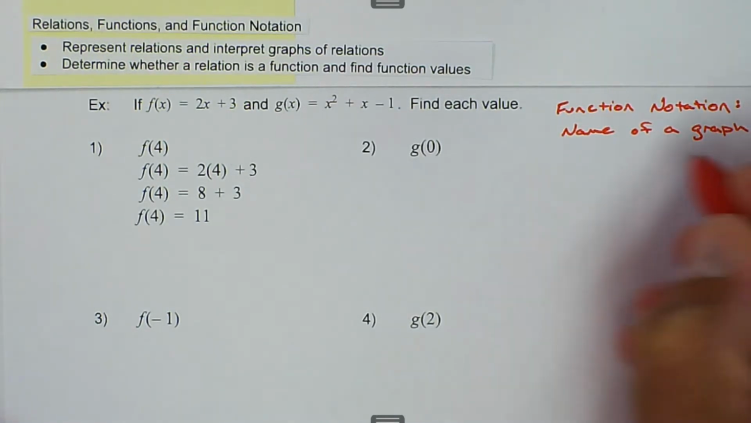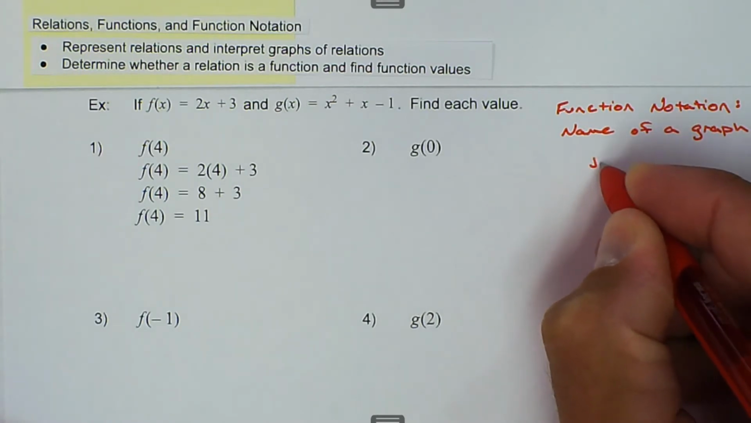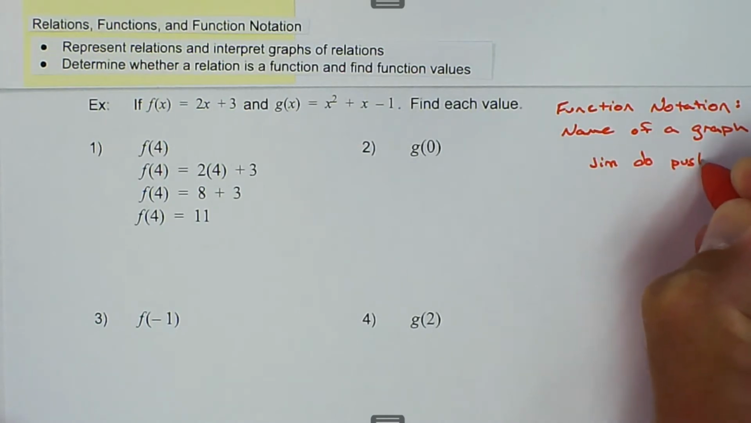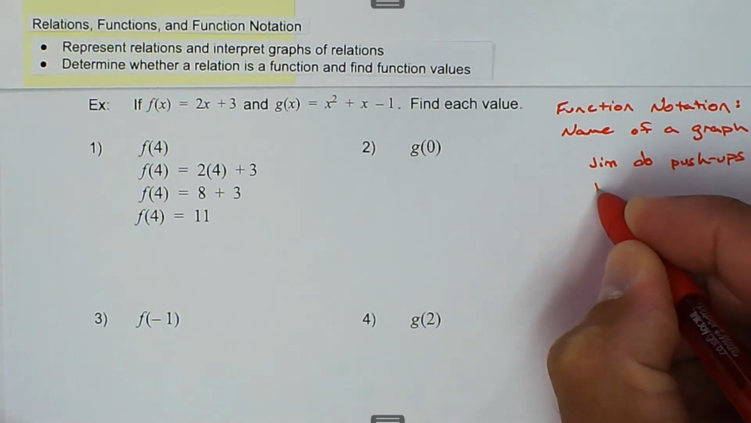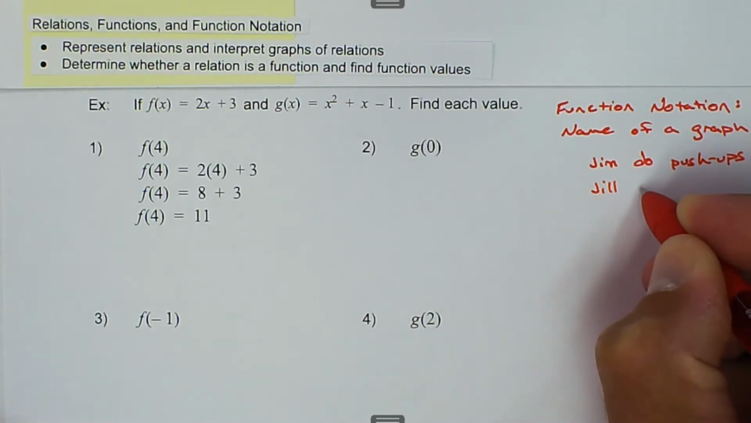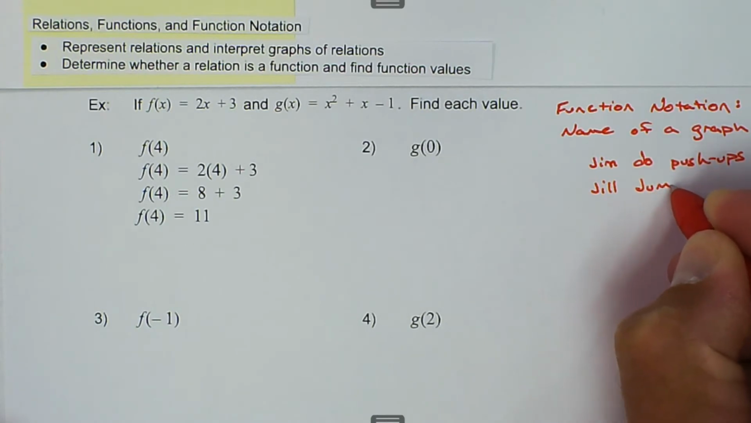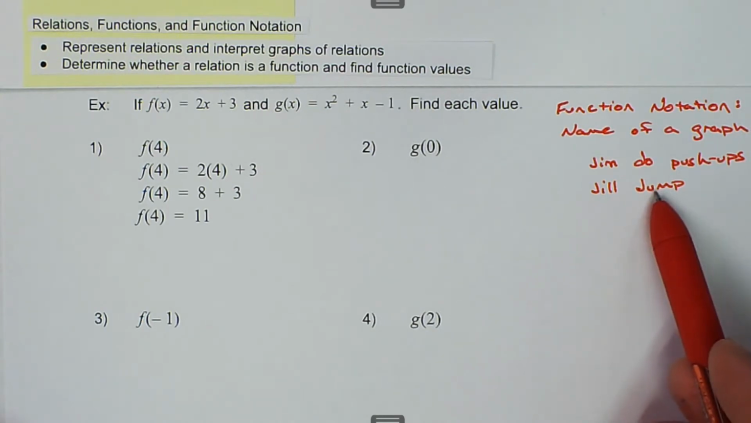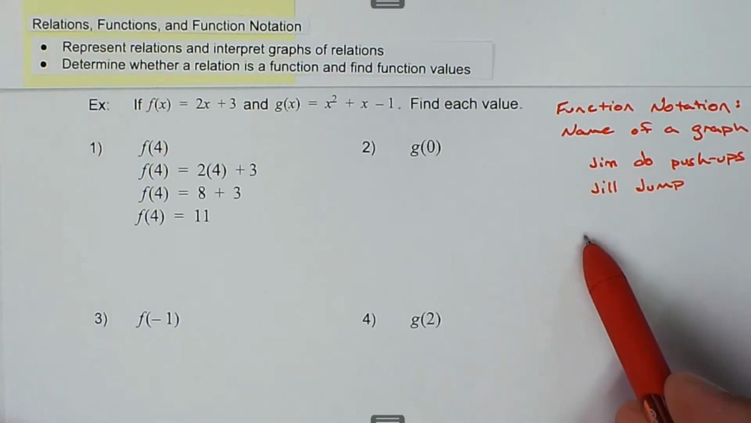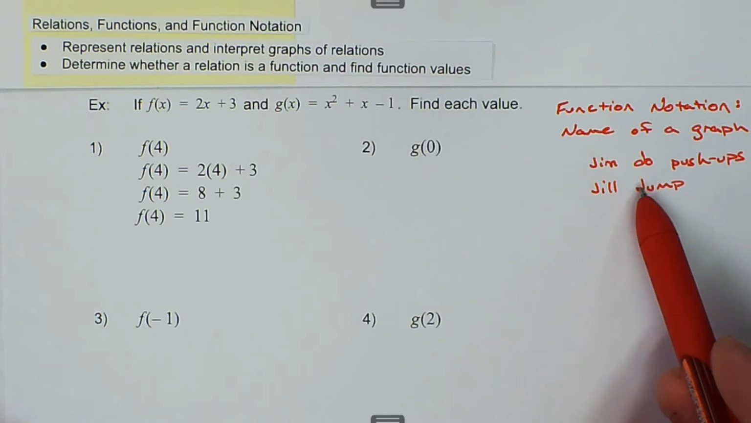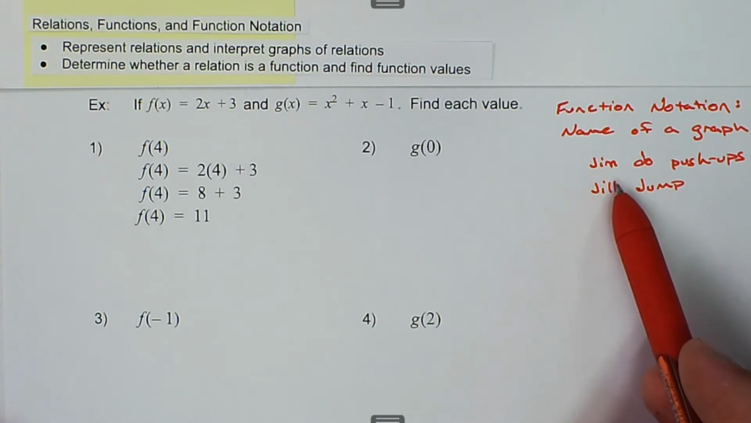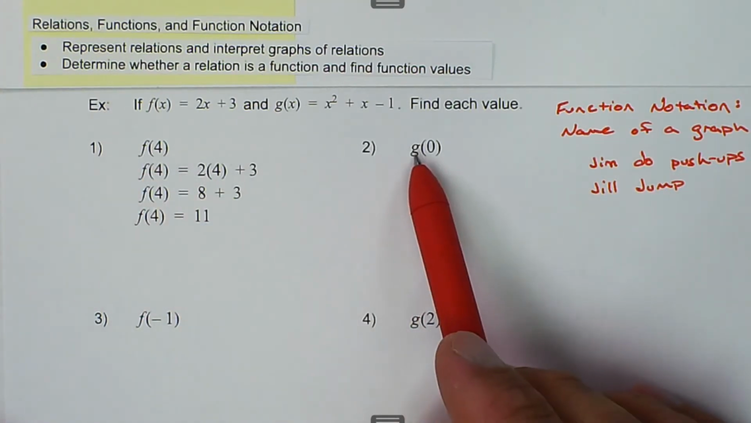So basically you could say, Jim, do push-ups. Or you can say, Jill, jump. So you know that Jill is supposed to do the jumping and Jim is supposed to do the push-ups because they're people's names. Well, in function notation, we don't name them with full names, we name them with letters. So in this case, we have F and G.